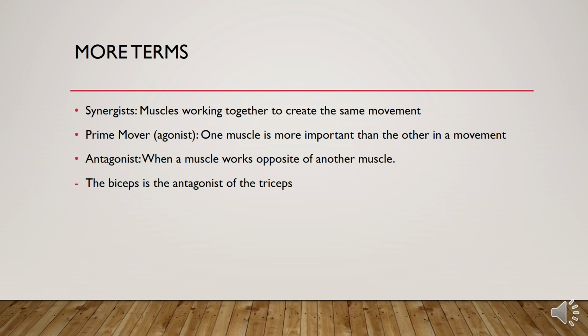A couple more terms that we want to mention. I'm actually going to start reading a little bit from the book. When muscles work together to create the same movement, they're called synergists. If one muscle is more important than the others in creating that movement, that muscle is called the prime mover or agonist. In contrast, when a muscle works opposite of another, it's called an antagonist. The triceps brachii then is the antagonist of the biceps brachii. Okay, and the same vice versa.